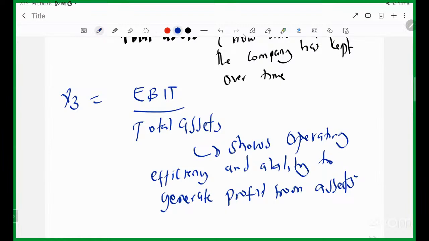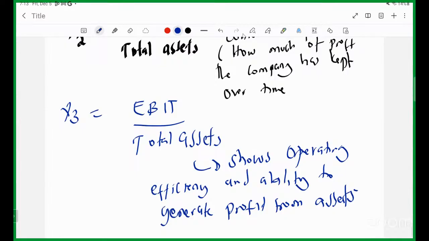It means that by computing X3, you are saying that this guy picked out key ratios in each of the categories, such that if you have them, you will analyze the 360-degree health of the company. You see that he's going ahead to pick just one. So here, X3 is on efficiency. It measures the operating efficiency and the ability to generate profits from the assets.